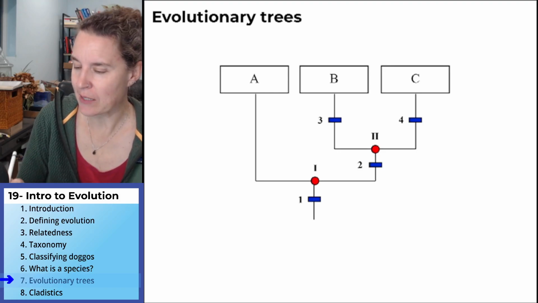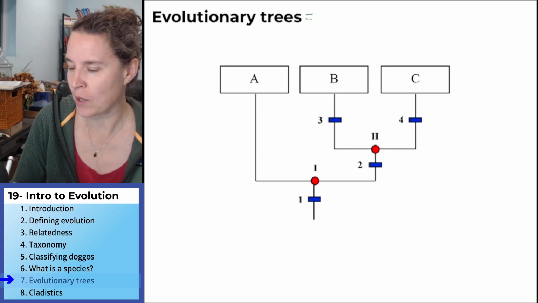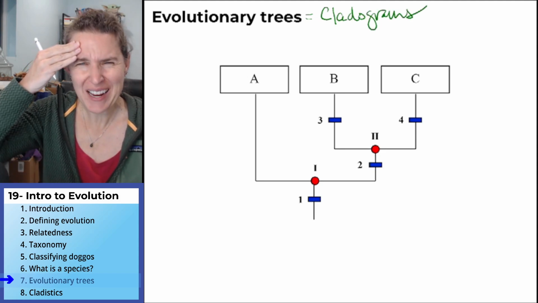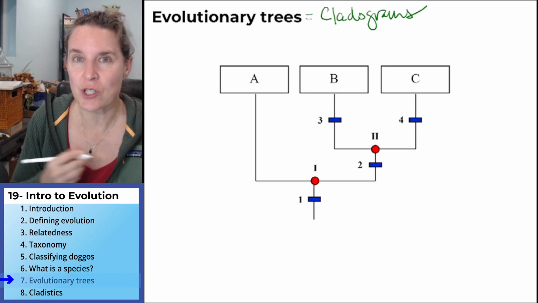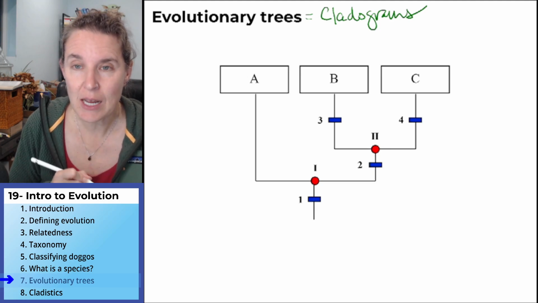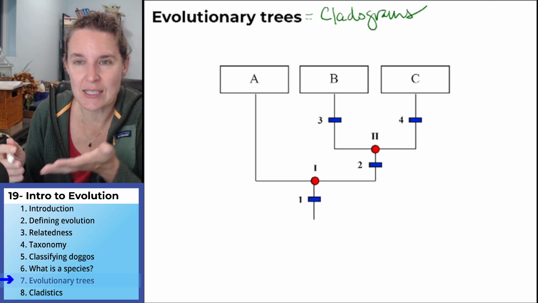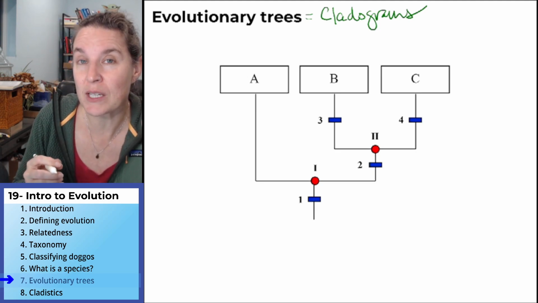Okay, let's look at these evolutionary trees. Before we start, I want you to know that these can also be called cladograms. I go back and forth. I learned them as cladograms, but I like evolutionary tree better. A cladogram, it's this tree that shows us evolutionary relationships.